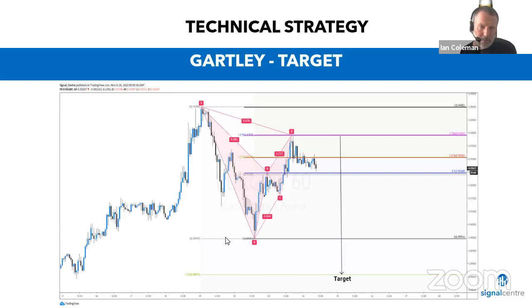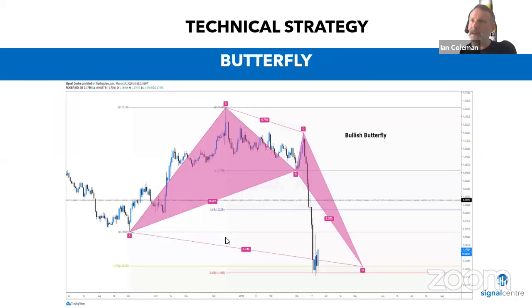If we go to this one, and again, this is a formation that's only just happened. You can hunt for them quite a lot. Sometimes they just appear, sometimes they're quite hard to find. This is the butterfly, a bullish butterfly pattern, and this is off a sterling dollar 1-day chart. So again, we've got the XA leg here.